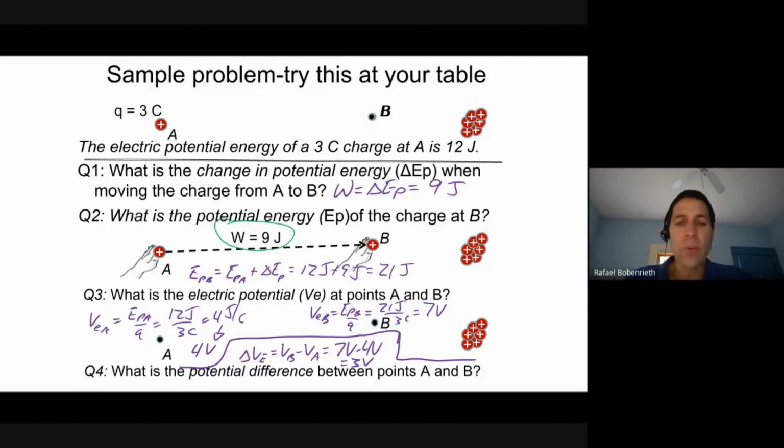And to just put a finer point on it, that means anytime I move a charge from A to B, if I move a 1 coulomb charge from A to B, I'm going to have to do 3 joules of work. A 2 coulomb charge is going to be 3 joules per coulomb, or 6 joules of work. A 3 coulomb charge, like you see here in the problem, is going to require 9 joules of work. A 4 coulomb charge would require 12 joules of work, et cetera, et cetera.